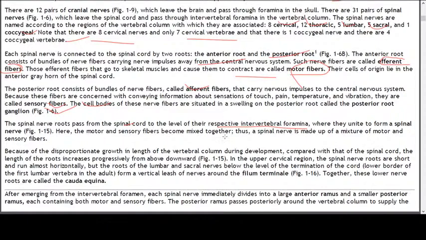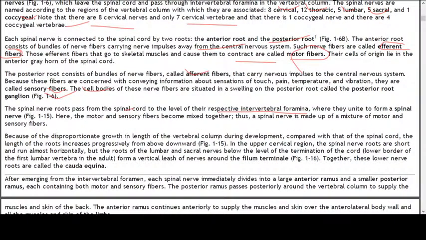Moving from the spinal cord, the spinal nerve is formed. Here the motor nerve and sensory nerve become mixed together. Thus the spinal nerve is made up of mixed fibers.